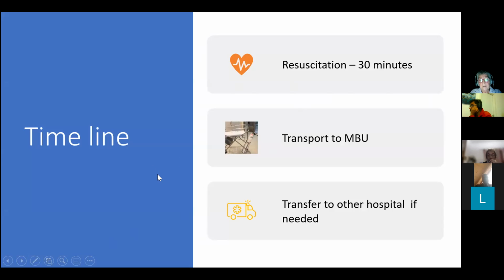So the timeline, I just put it here. I know it's not always like this, but resuscitation in the delivery room should take 30 minutes, plus or minus, and then come to stabilization of the baby and transport it to the NBU with the appropriate equipment that should be ready at the delivery room. And then if needed, the baby is transported to another center, again with the best stabilization, thinking, and equipment that is necessary, as I just pointed out in the previous slides.